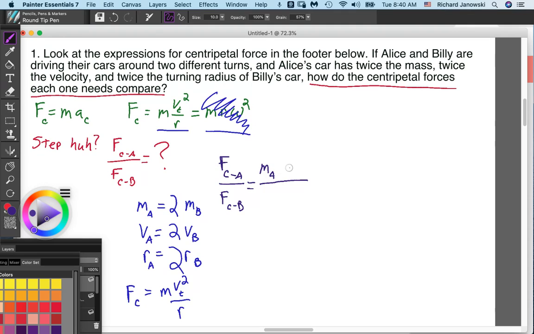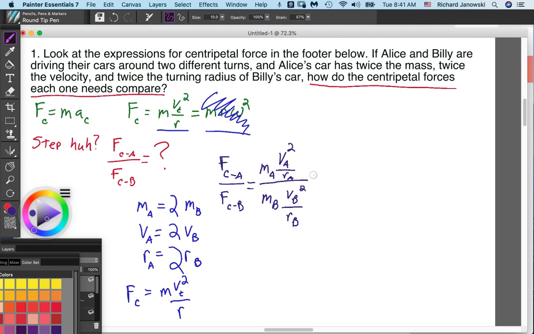So F sub C A is going to be mass of Alice, V, I'm going to leave off the tangential because that's going to get annoying, V of Alice squared over R of Alice. And on the bottom, mass of Billy, V of Billy squared over radius of Billy. So this is all true. Unfortunately, it is very, very ugly because I have an improper fraction. I have a fraction being divided by a fraction. It's really confusing, and it's just a mess.